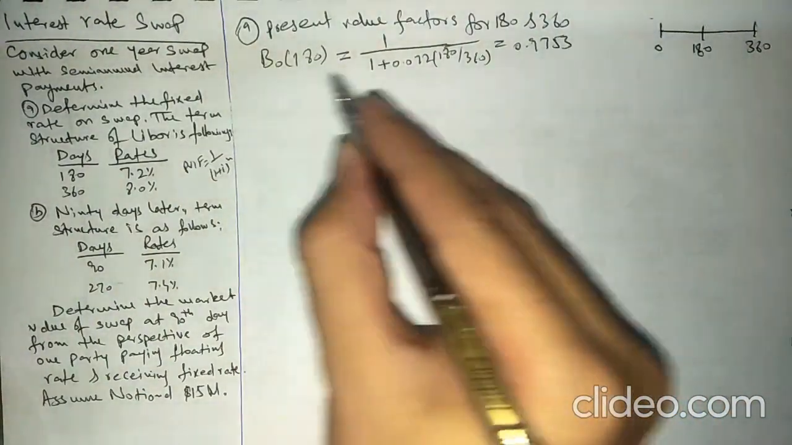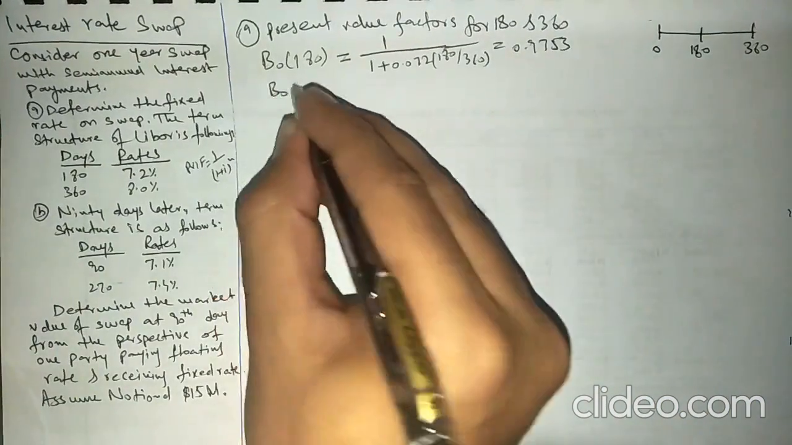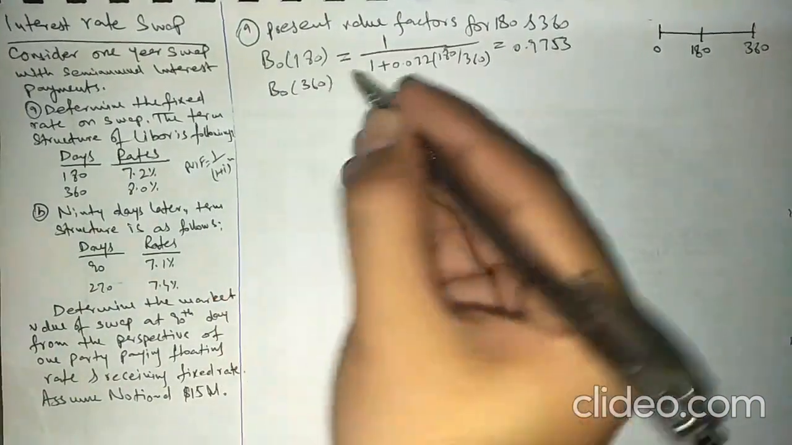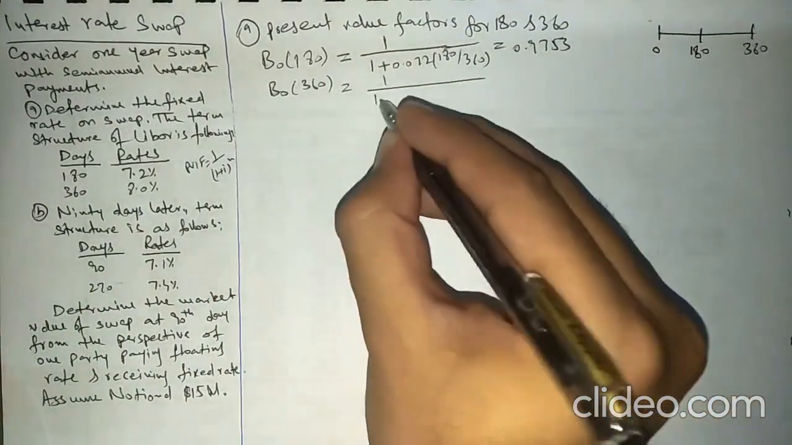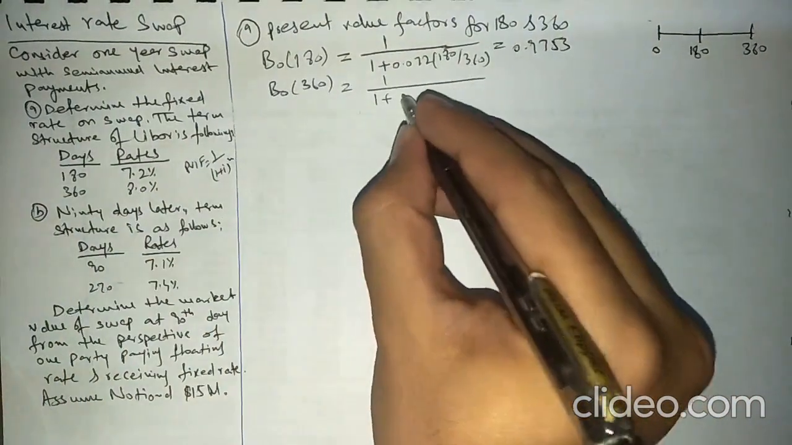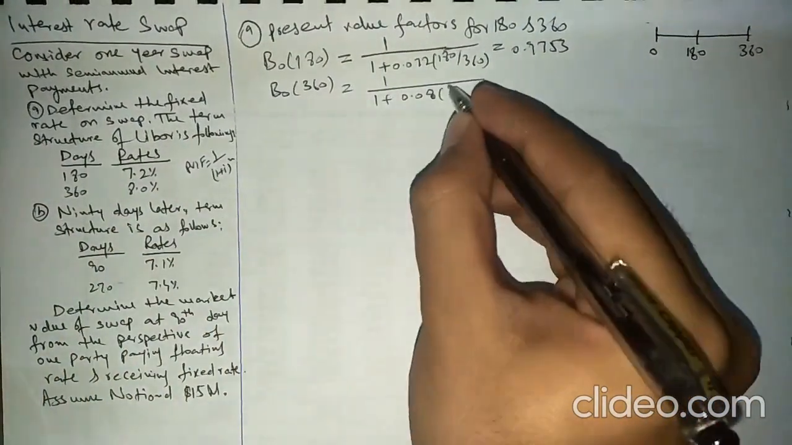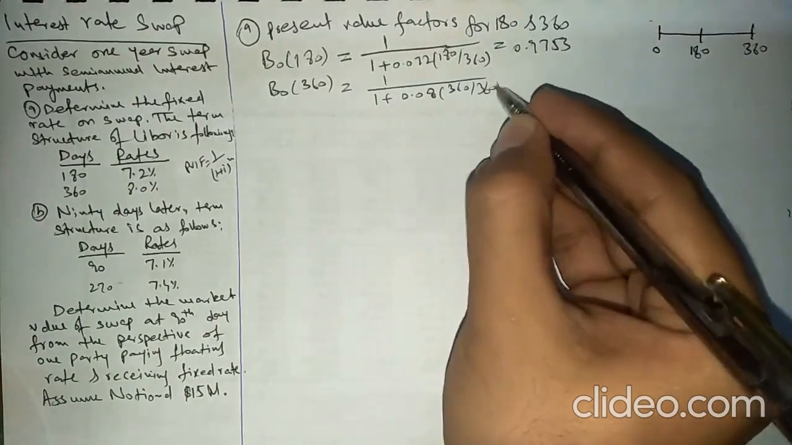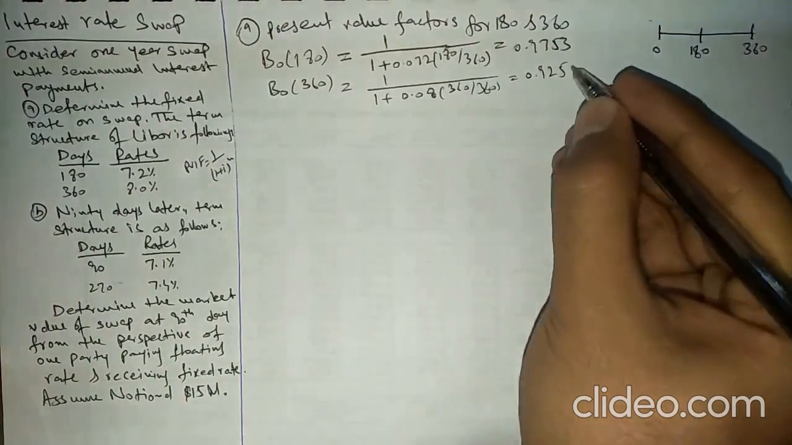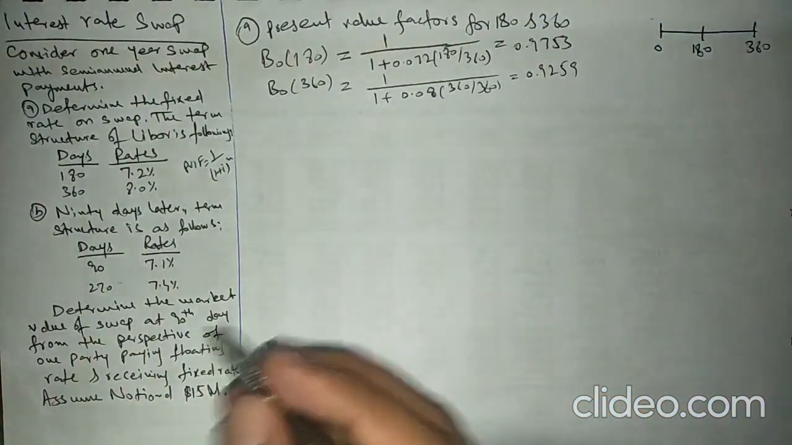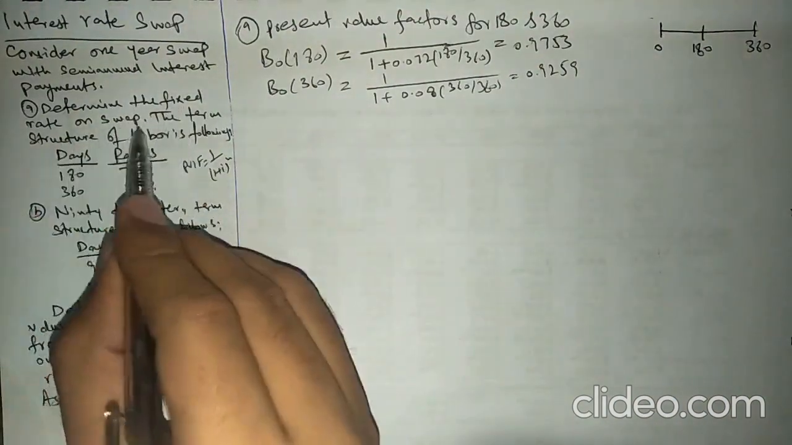So the present value factor for 180 days is 0.9753, and the present value factor for 360 days is 1 over 1 plus, for 360 days the rate is 8%, into 360 by 360. The answer is 0.9259. So now our objective was to calculate a fixed rate on the swap agreement.